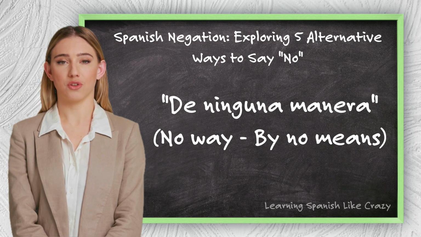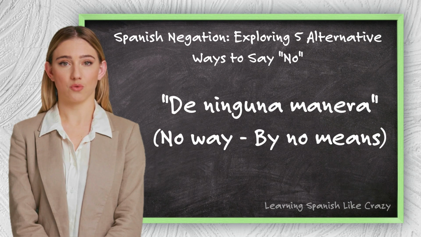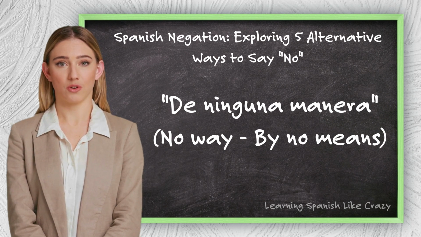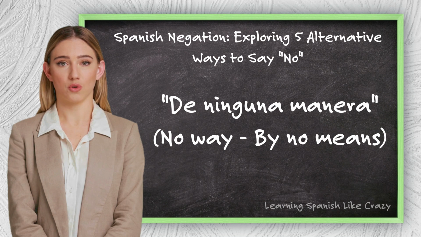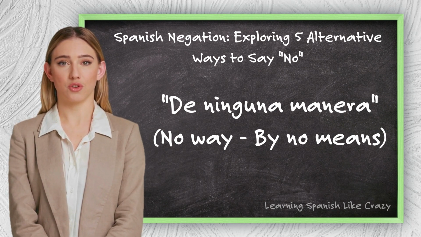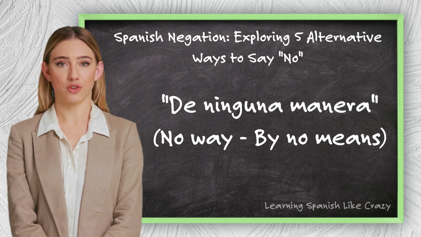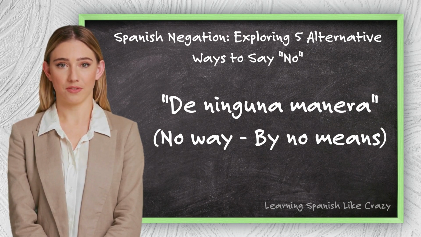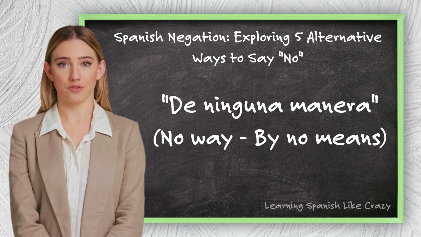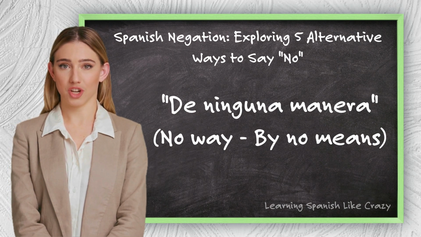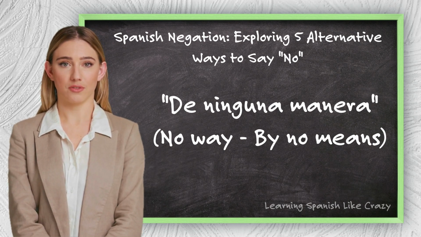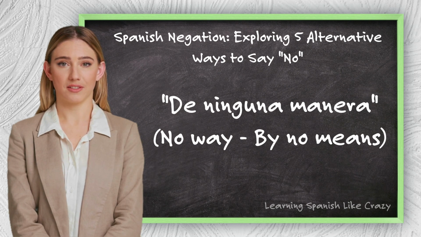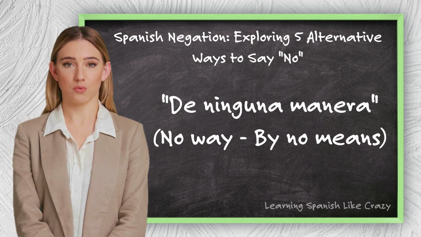Next, we have De ninguna manera. This powerful phrase translates to in no way or by no means in English. It is a stronger form of negation that goes beyond a simple no and is used to express absolute refusal or strong disagreement. When faced with a suggestion or proposal that you strongly disagree with, you can confidently assert your opposition by saying, De ninguna manera. This phrase leaves no room for doubt or misinterpretation, making it clear that you completely reject the idea. By employing this phrase, you assert your convictions and stand firm in your disagreement, ensuring that your perspective is heard loud and clear.